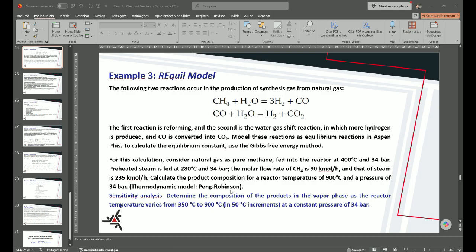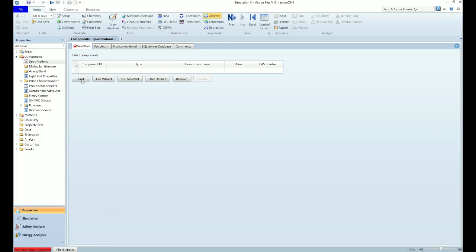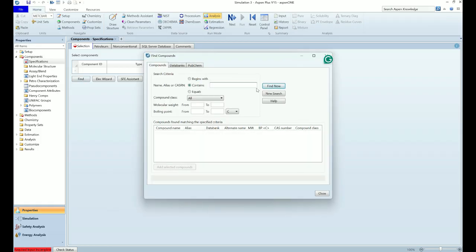And after simulating, let's perform a sensitivity analysis to determine the composition of the products in the vapor phase as the reactor temperature varies from 350 Celsius degrees to 900 Celsius degrees in 550 Celsius degree increments at a constant pressure of 34 bar. Okay, so let's first solve the simulation, and after that we perform the sensitivity analysis. So let's go there. First of all, let's select our compounds.